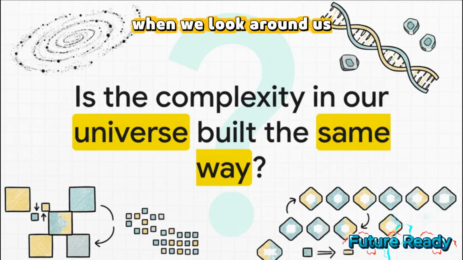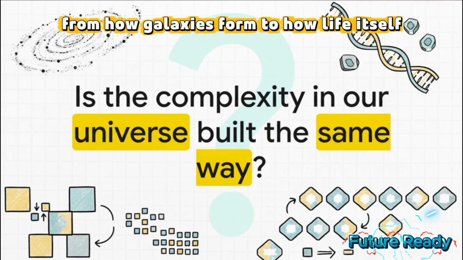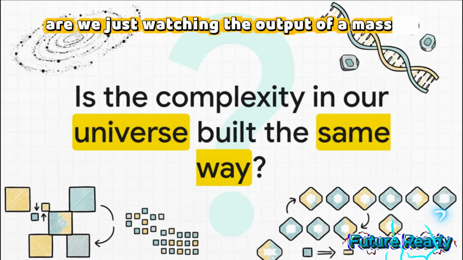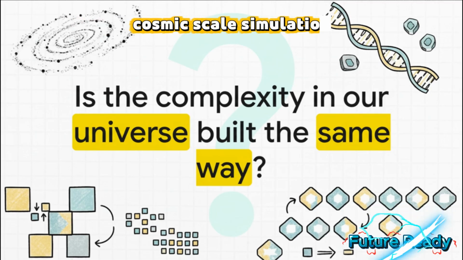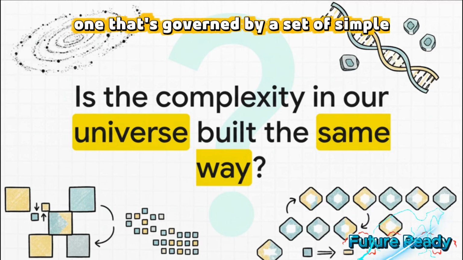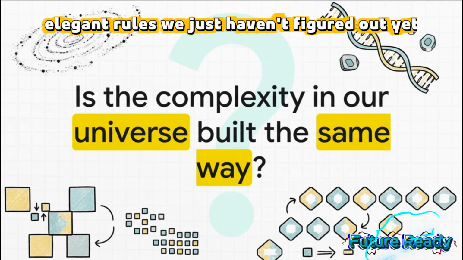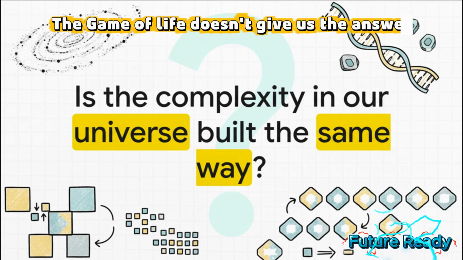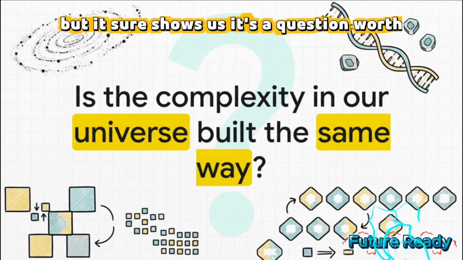And that, of course, leaves us with this final, absolutely staggering thought. When we look around us, from how galaxies formed to how life itself evolved, are we just watching the output of a massive cosmic-scale simulation, one that's governed by a set of simple, elegant rules we just haven't figured out yet? The Game of Life doesn't give us the answer, but it sure shows us it's a question worth asking.